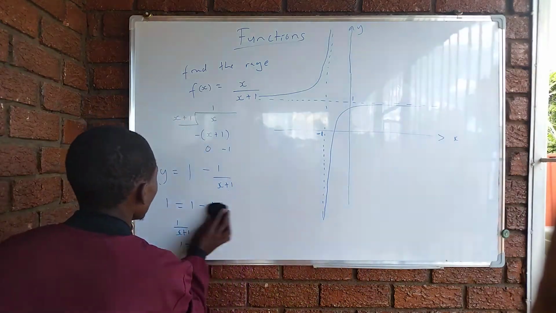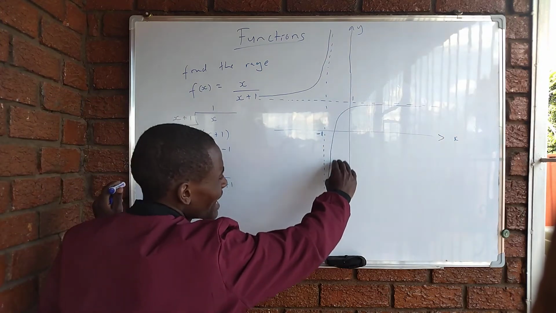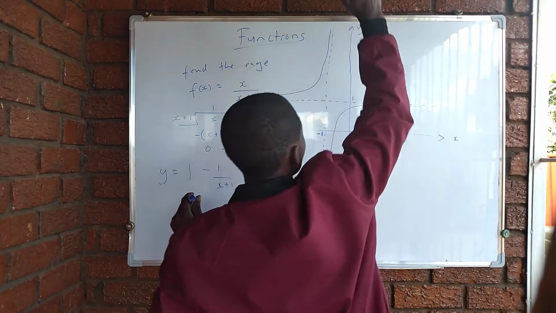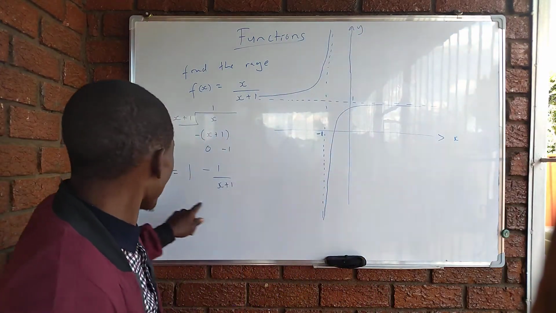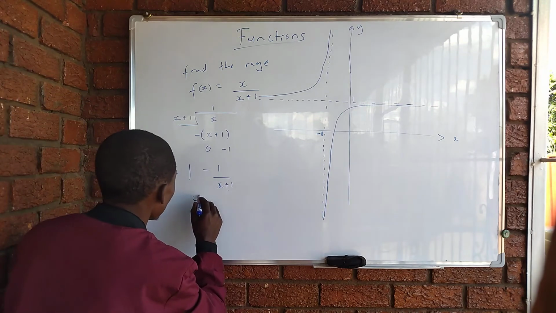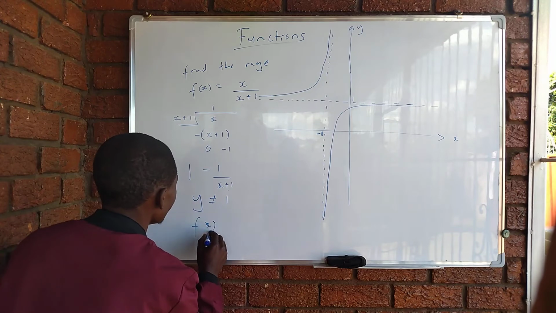That is the range of your graph. Your graph is valid when y is equal to minus 100, and valid when y is equal to 2, and so on. But only at 1 does it fail; if you put in y equal to 1 it does not make sense. So y is not equal to 1. Now f of x is not equal to 1.